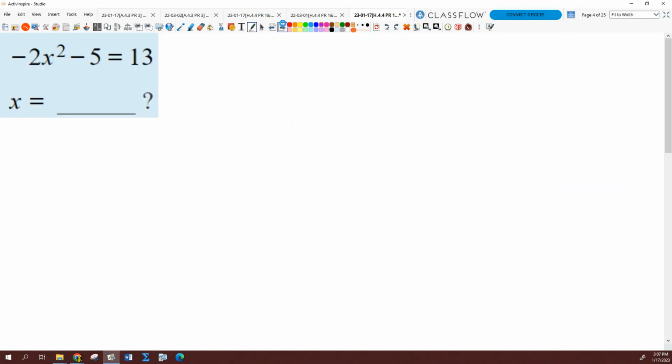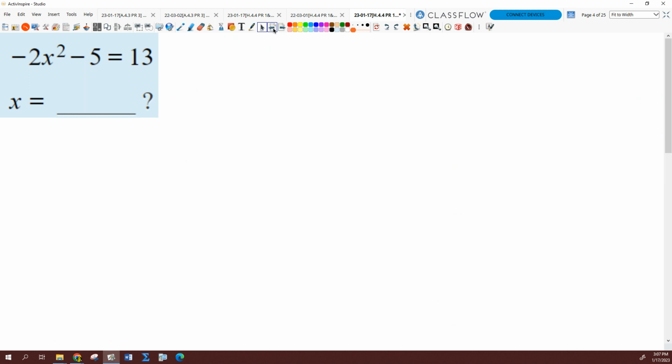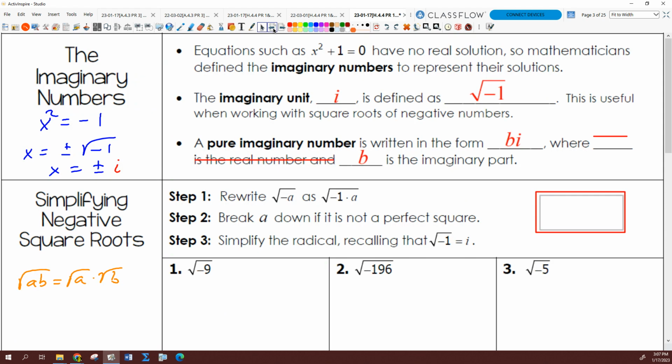Okay? All right. We need to go a little further with this. We need to study some patterns of powers of i. Okay, so if we look at powers of i, well, i to the 1 is just i, right? Nothing I can do with that. What's i squared equal to? If we said that i is equal to the square root of negative 1, that's the definition of i.